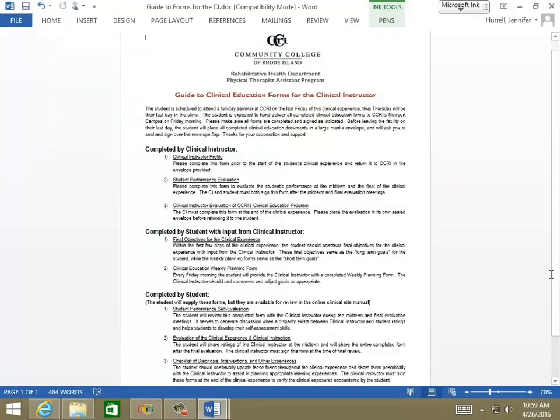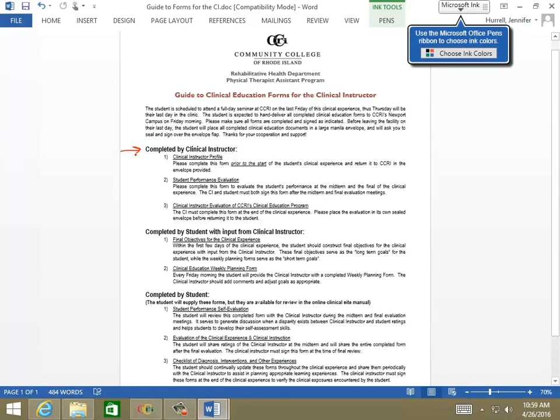A few weeks before each clinical experience, the clinical instructor and center coordinator will receive a student packet in the postal mail. The first form in that packet is the Guide to Clinical Education forms for the clinical instructor. I'd like to take a quick moment to review the forms for the clinical experience and how they are completed, beginning with the forms completed by the clinical instructor.